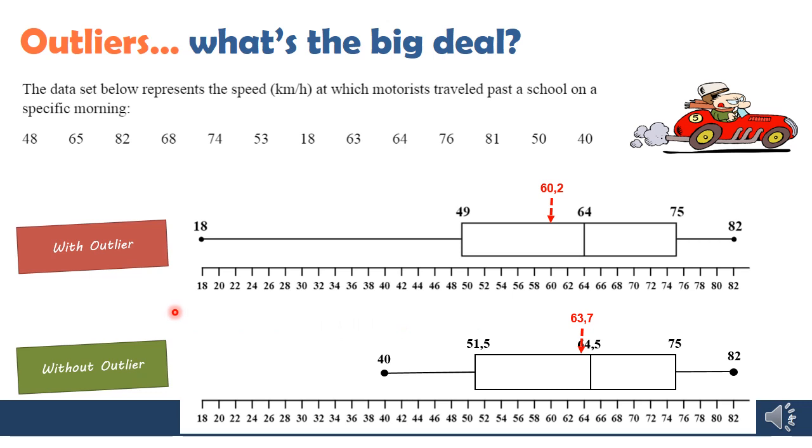Now, what's important here is that I didn't just eliminate the value of 18. I didn't just throw it away. What I did with it was I excluded it, but it's still part of the data set. So I indicate that using this star, showing that there's an outlier that I'm acknowledging, but it's not forming part of my box and whisker.